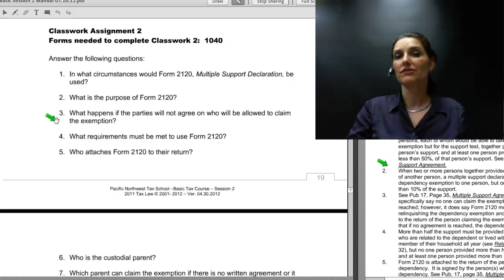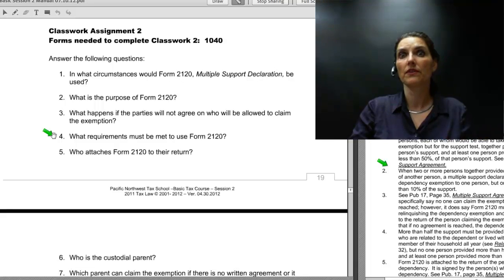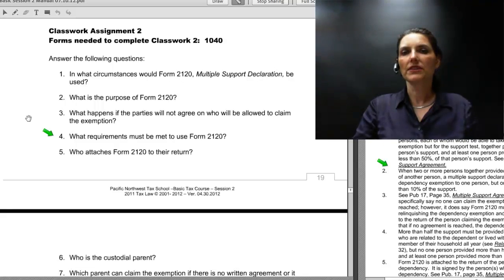Question number four, what requirements must be met to use Form 2120? The requirements are that you meet all of the tests for claiming this person as a dependent except the support test, and that there are other people who also meet all of the tests except for the support test. So these other individuals are agreeing to give up their entitlement to the exemption for you. They will sign the form, and you will attach the form to your return. Number five, who attaches Form 2120 to their return? The person who is claiming the exemption.